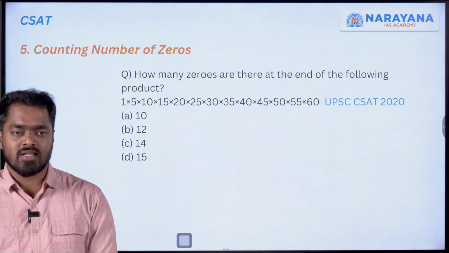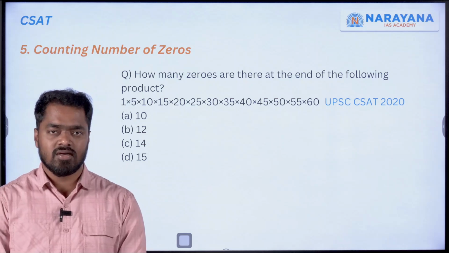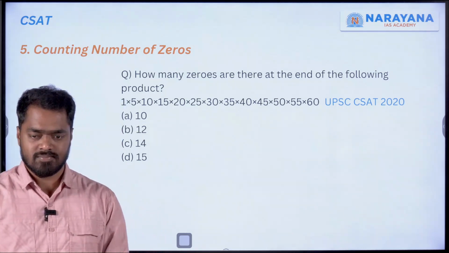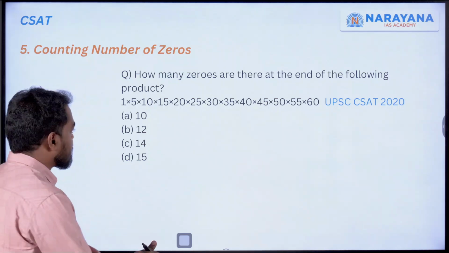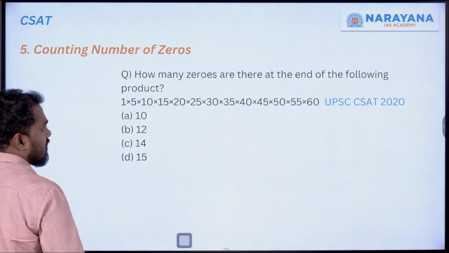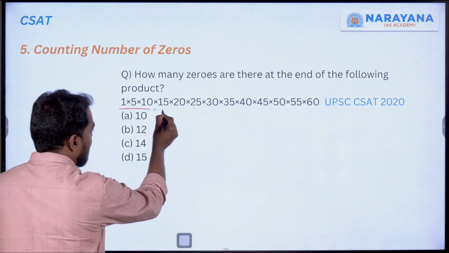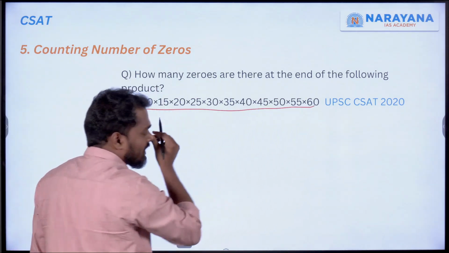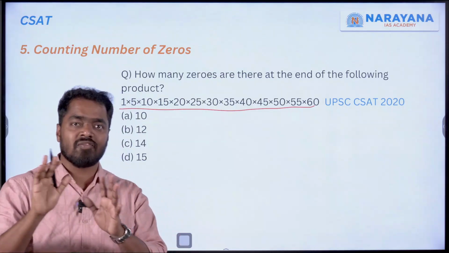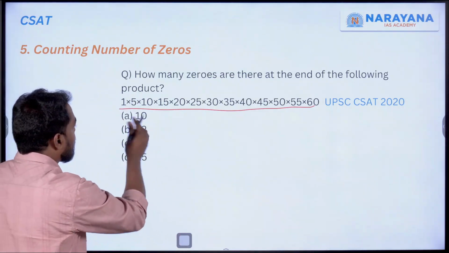So if you understand the concept, solving this is very easy. These kinds of questions are coming in the exam. Okay, let's try to solve this one. Now the given product is 1, 5, 10, 15 and up to 60. You have to write this product in terms of 2 and 5. So how can we write it?